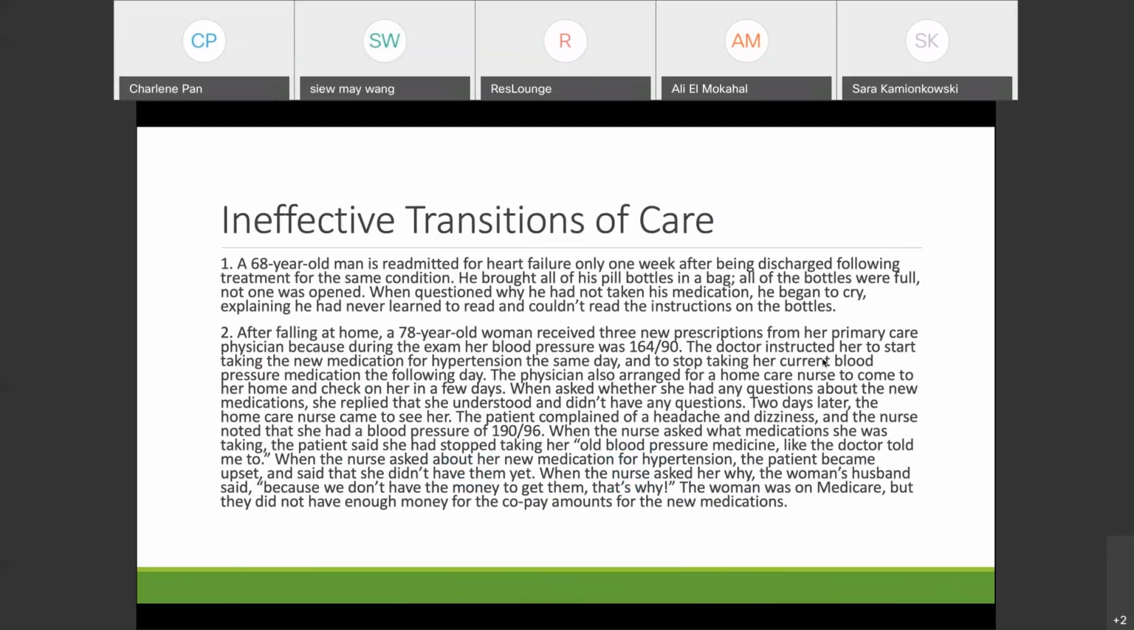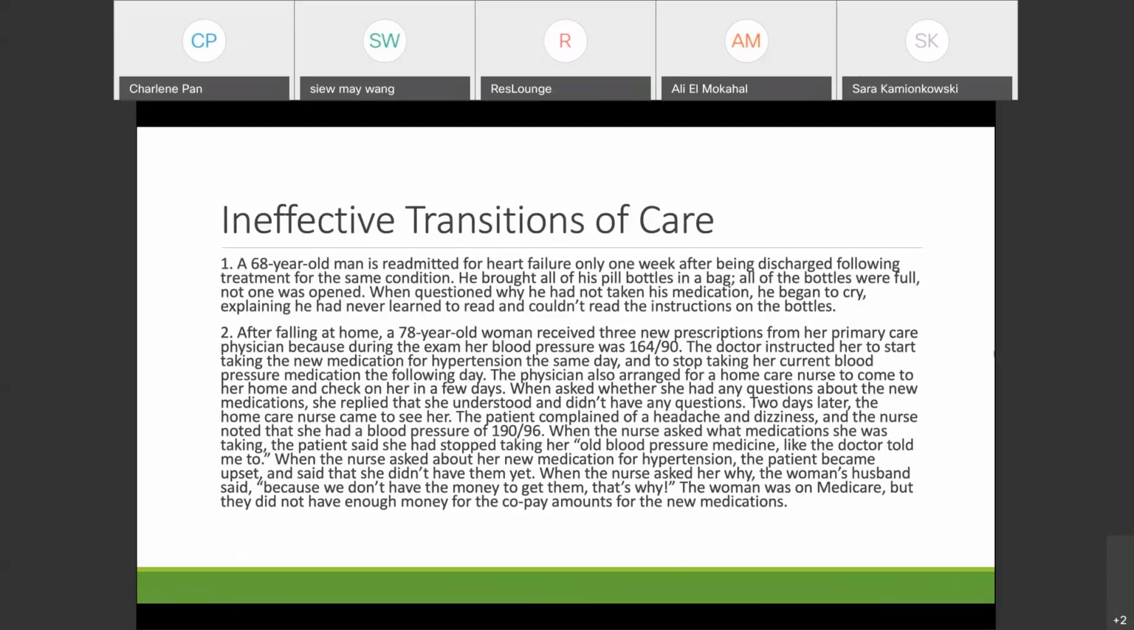The second one is a 78-year-old lady who came into her PCP. She was given blood pressure medications for her hypertension. Her doctor instructed her to start taking the new medication the same day and stop taking the old medication. So they also had home care come visit her. When they came and saw her, her blood pressure was still elevated, and when asked why she wasn't taking the new medications, she said she couldn't afford them.